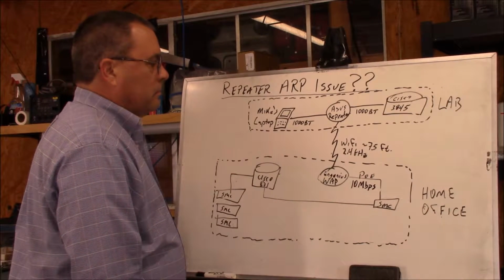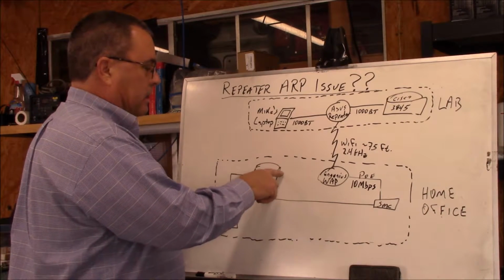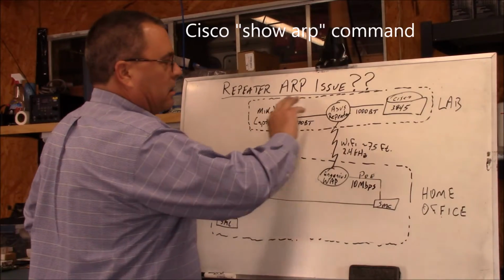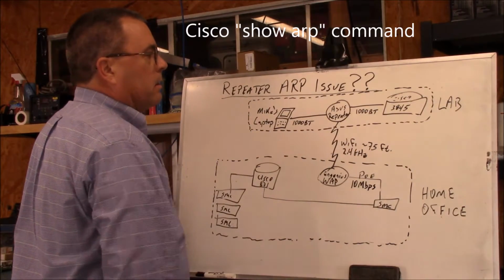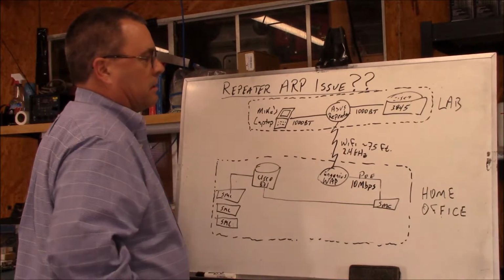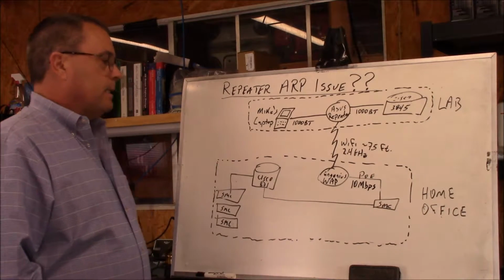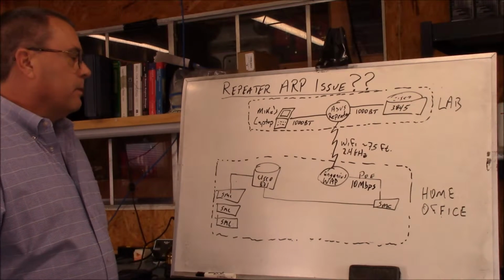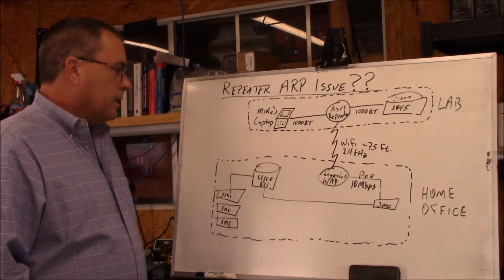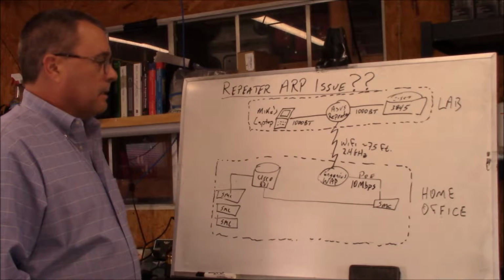I started poking around in the ARP table here, and I noticed that all the MAC addresses for all the equipment in here are the same MAC address as this ASUS repeater. I Googled around a little bit, and I'm not real familiar with how repeaters operate, but apparently they do that for some kind of security or something like that.